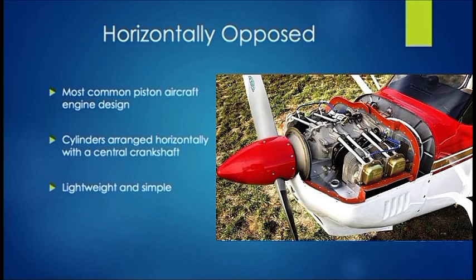So more commonly, what will be used is a horizontally opposed engine. That means the cylinders will be moving in a horizontal direction, and normally a 4-cylinder or possibly a 6-cylinder on the aircraft. And this is the most common type of engine. It's very lightweight, it's simple, and that's what is best for aviation, to save weight and to make it easy to maintain.